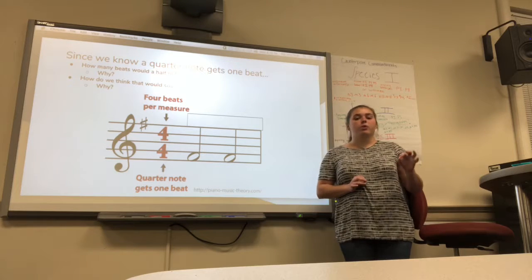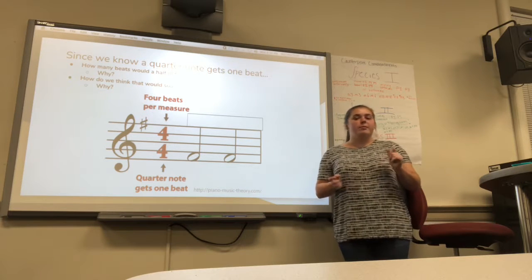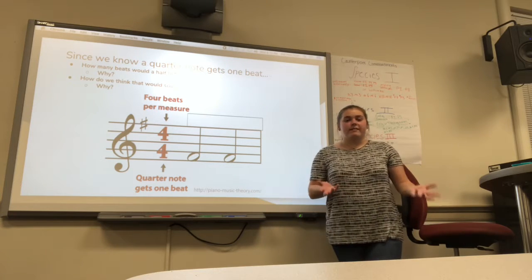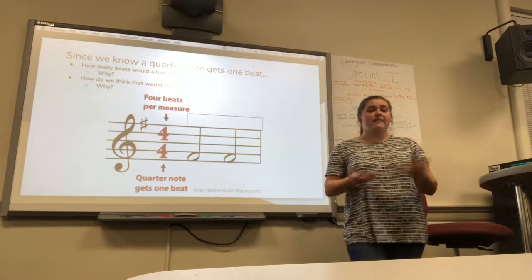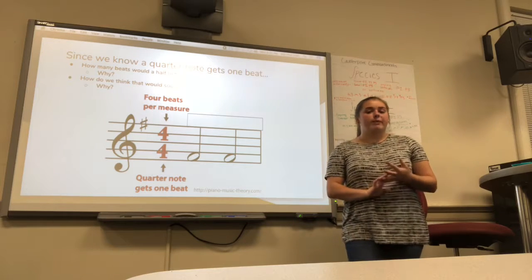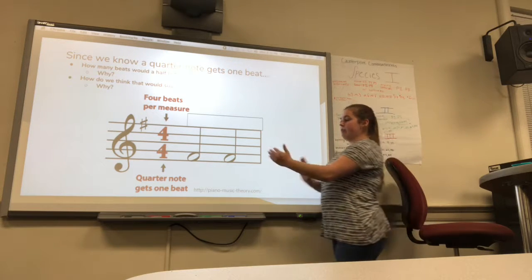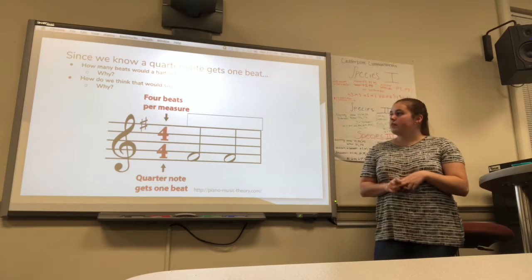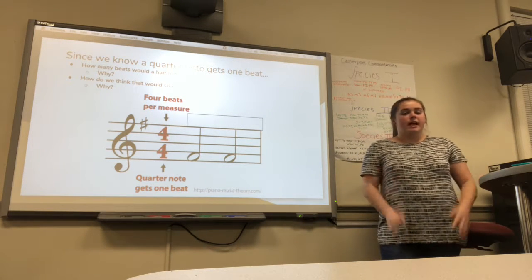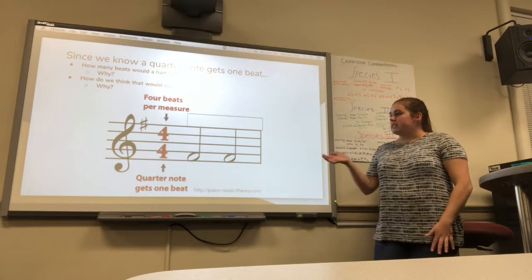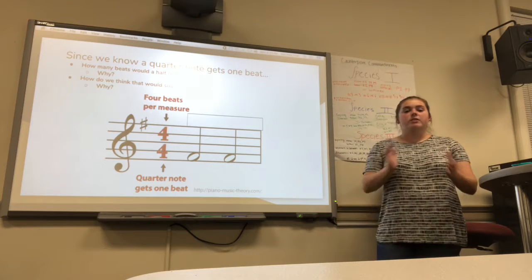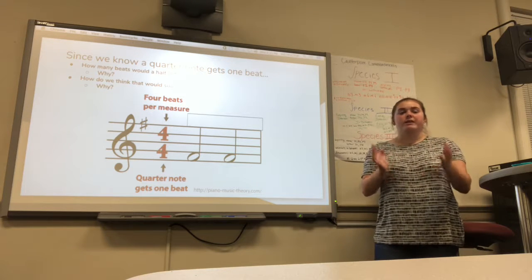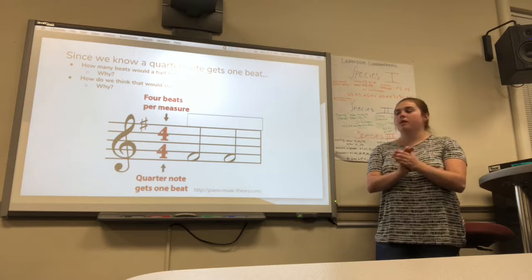So since we know that a quarter note gets 1 beat, how many beats do you think that a half note would get? And so hopefully at this point a student would say 2. And then I would say why? And they would hopefully be able to identify that it would be half of the measure, and so it would be 2 beats, like 2/4. And so how do we think that would sound? And so hopefully a student could demonstrate, or as a class we could go ta, ta, instead of quarter notes being ta, ta, ta, ta.